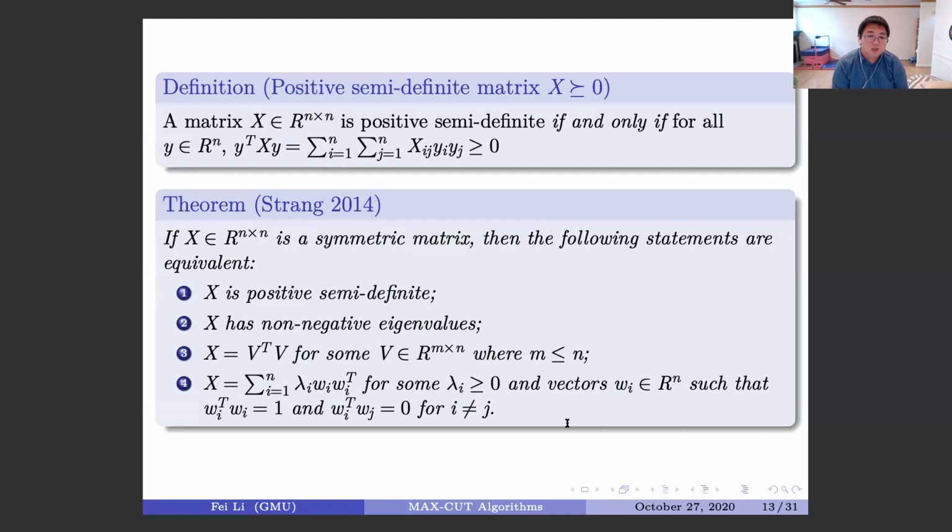That means you could use any one of them to define the positive semi-definite matrix. We may not use all of them, but we would like to use item 3, the bullet 3 here, to show one result on the next few slides.